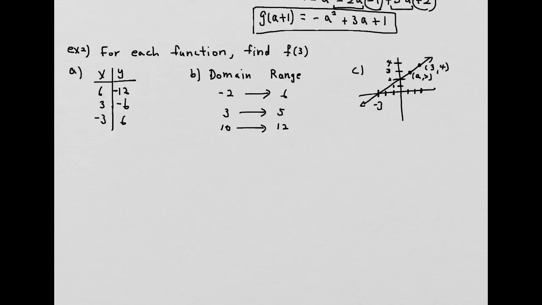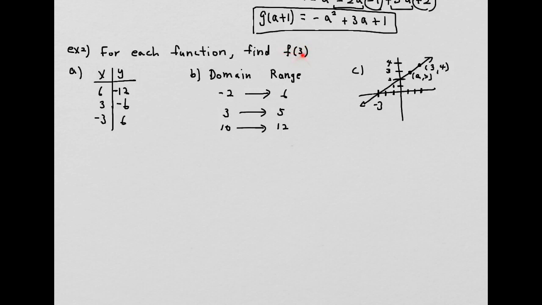The next example is, for each function, we want to find f of 3. So this is evaluating also, but instead of giving equations, this time they're giving you different shapes. For example, A, we have plotted points. We have all the x values and y values, and we want to find f of x when x is 3. Here you have f of x right here, and instead of x, it's 3.